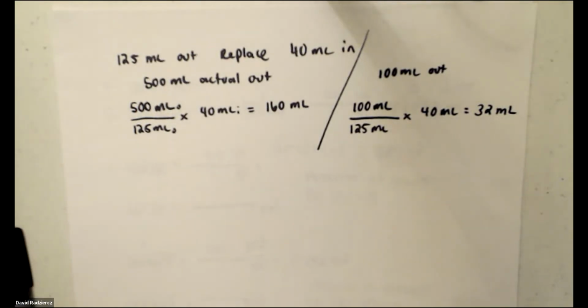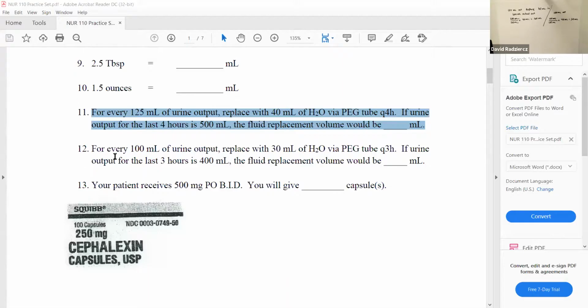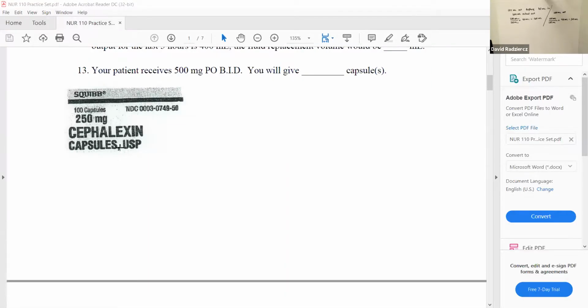All right, let me go back to the practice set here. I always think that for most people, these are fairly straightforward, but if they're not, this is helpful, especially since this is your first semester looking at some of these things.